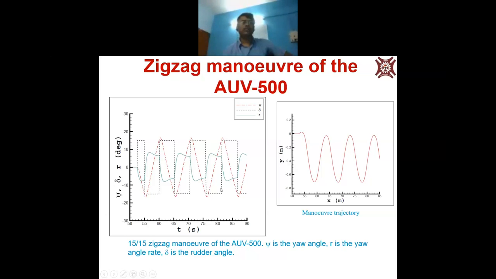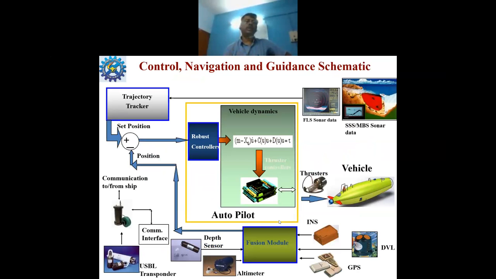So this profile has been generated with the help of CFD analysis, as well as an indigenous program developed with Fortran. So this is the overall control, navigation, and guidance schematic. Overall, we have a trajectory tracker, then a robust controller, then the vehicle dynamic model. This part is an autopilot. From the dynamic model we get the required control input, and it is going to the vehicle.